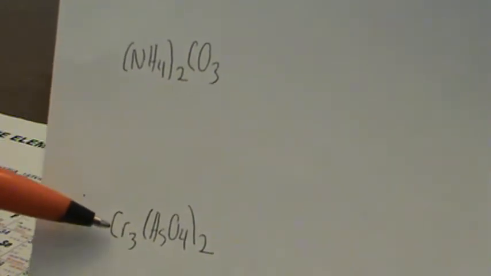Now let's do 2 more examples. Our next one is going to be ammonium carbonate, and then chromium arsenate, chromium 2 arsenate. Once again, just like what we did with our first one, we first need to figure out what is the total mass of the compound. For our next example, we have 4 different types of elements. We have 2 atoms of nitrogen, 8 atoms of hydrogen, 1 atom of carbon, and 3 of oxygen.